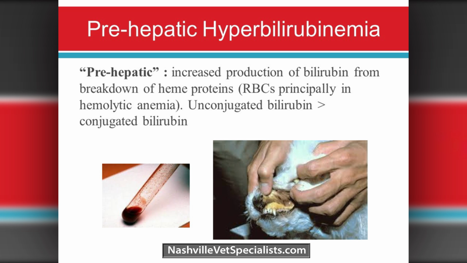But in either case, I think it's still useful to group your ideas together, where your pre-hepatic hyperbilirubinemia is always the red blood cells. They're being lysed. It's the increased production of bilirubin from breakdown of the heme proteins. And so unconjugated is going to be much, much greater than conjugated.